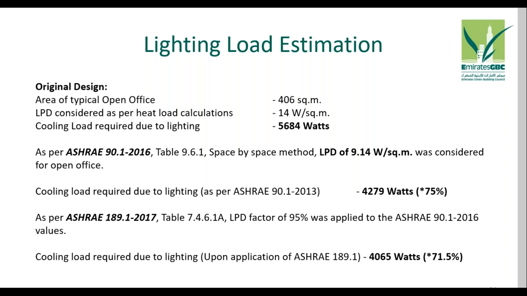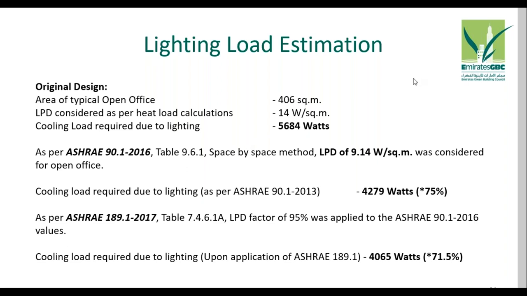There are tables which establish how much lighting power density, LPD, we should consider for the office areas. The original design was with 14 watt per square meter. So for a given typical office floor plate, it was almost 5.6 kilowatt of lighting power. As we apply the LPD of 90.1, it gives a value of 9.14. So for the same area, the lighting load works out to be almost 4.3 kilowatt per floor, which is a reduction of 25%.